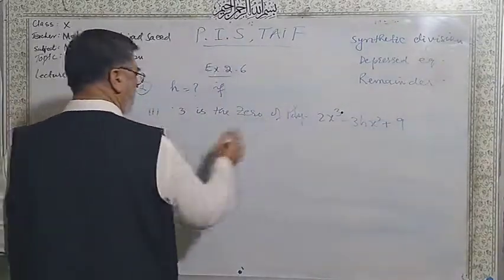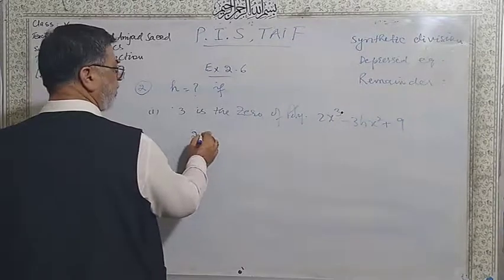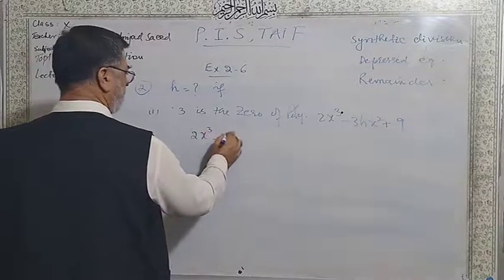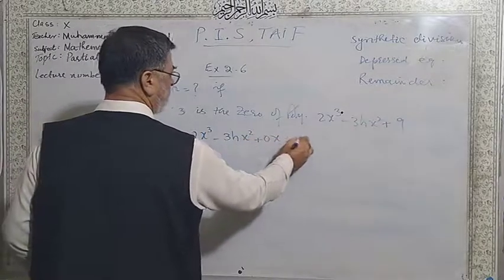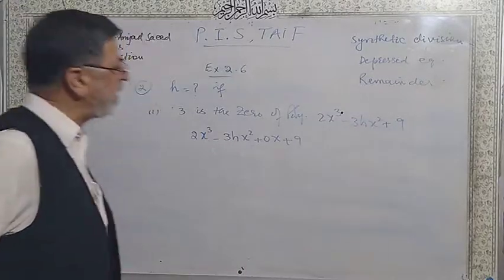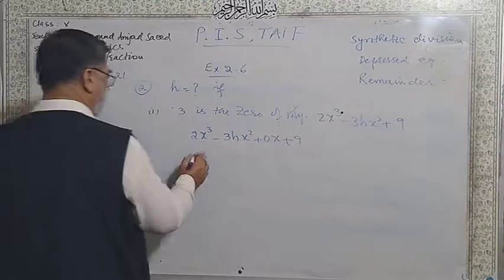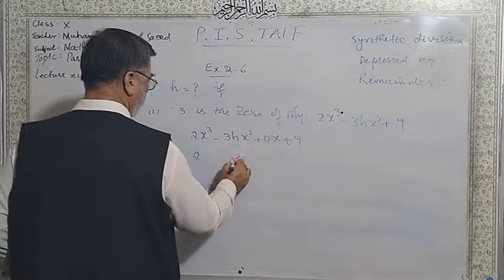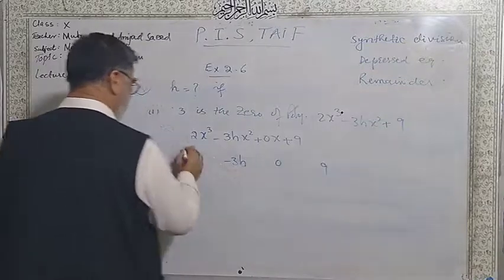So we will write down the coefficients. First of all, write down 2x cube minus 3hx square. The x term is missing here, so this is 0x. Write down the coefficients: 2, minus 3h, 0 and 9.